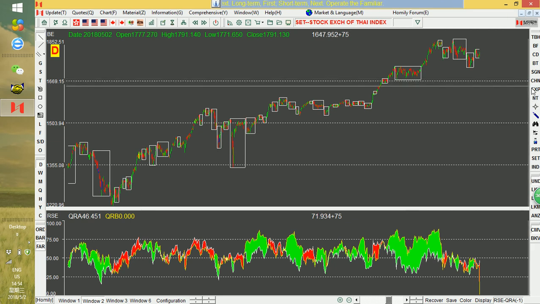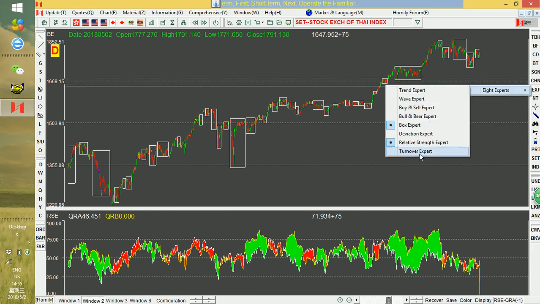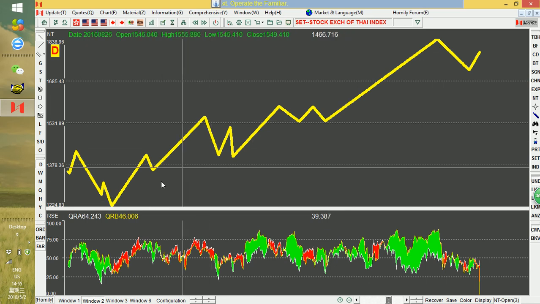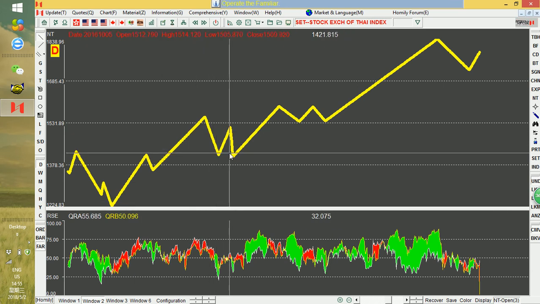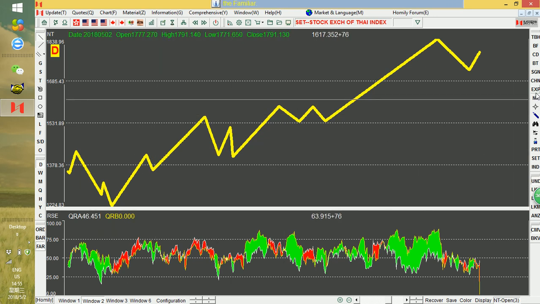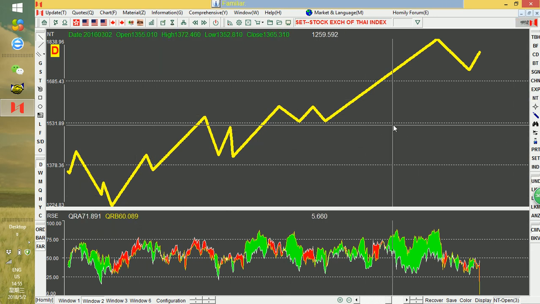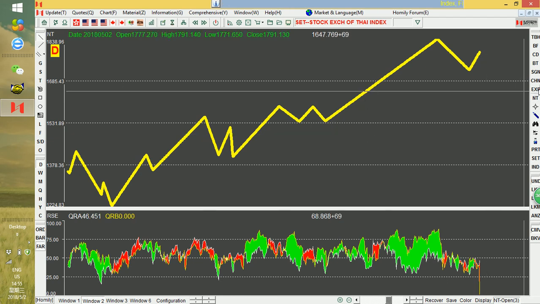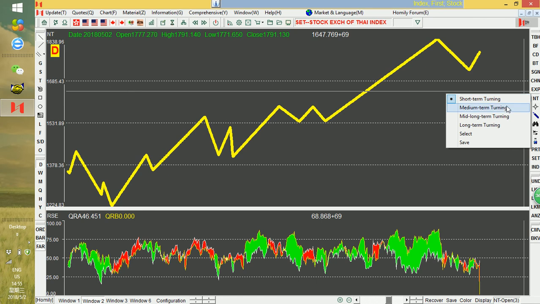Okay, now after we have introduced all of them, we will introduce the NT. NT just tells you how the price is working. So you click it and you know very well the trend of this stock, from the short term, medium term, medium long term and long term, every term.